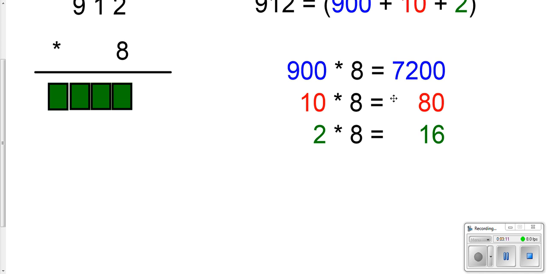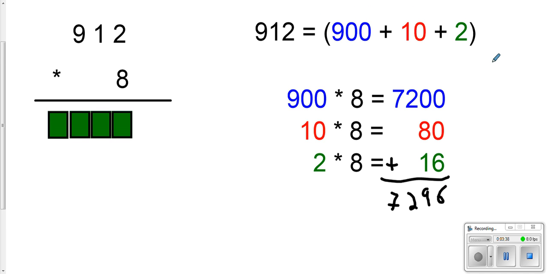Now notice, these I can just add together: 7,200 plus 80 plus 16. If I add all of those up, 6 plus 0 plus 0, these will become 9. This 2 comes straight down. This 7 comes straight down. 7,296. That's doing it just piece by piece.